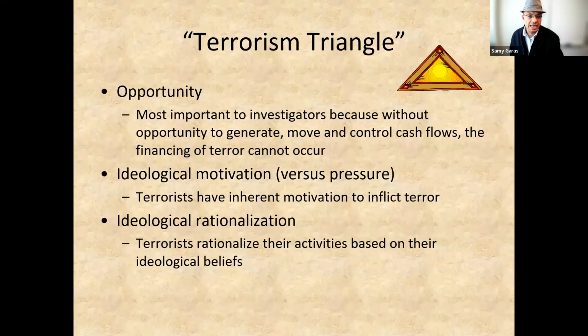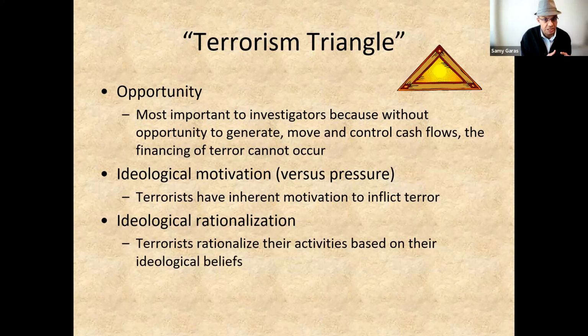And the terrorism triangle is opportunity, ideological motivation, and ideological rationalization. It's very similar to the fraud triangle, where we have opportunity, incentive or pressure, and rationalization. So they use the same concept of the fraud triangle in the terrorism triangle, where people have motivation to inflict terror, and the ideology sometimes comes from religion or other ideologies they get from the community. So this can create a terrorism attack.